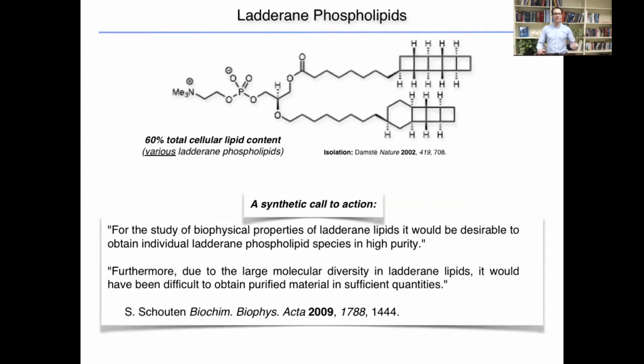That's a low estimate. I think it's even more. So the ubiquity of these things in this organism has said to us that there are some really interesting purposes for why nature has decided to make them. I have some quotes here from the literature that are basically saying we cannot get enough of these materials from nature in order to do the studies.